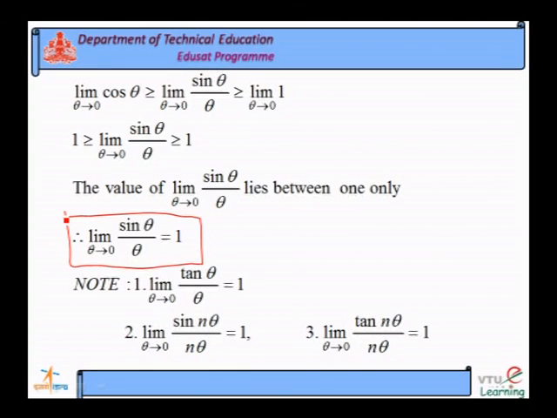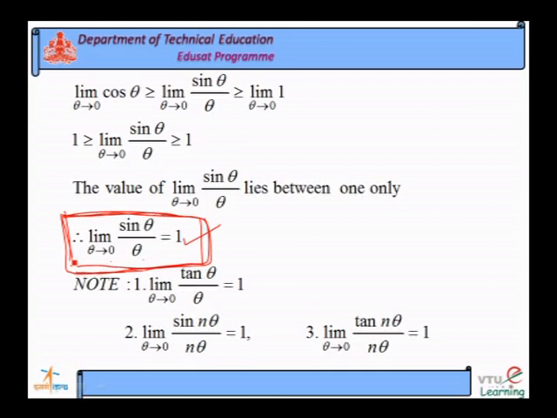In the last class we dealt with algebraic limits, then we saw the derivation of the trigonometric limit. Looking at this slide, we derived this relation: limit of sin theta by theta as theta tends to 0 is equal to 1. So, this is called a trigonometric limit. Based on this trigonometric limit, we can also have corollaries.